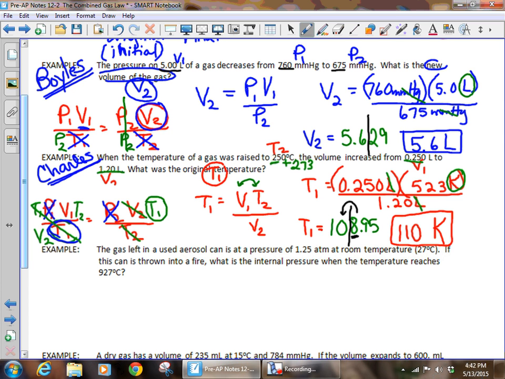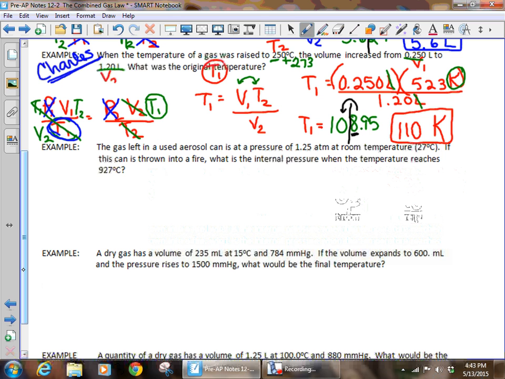Now, if we wanted to change that to Celsius, we would simply subtract 273, but it didn't ask us for Celsius. And the AP rule is if they don't ask, don't go that step further. We could make a stupid mistake just rushing through and do all the hard stuff correctly, and at the end, add 273 instead of subtract it and get the problem wrong. So just leave it like that.